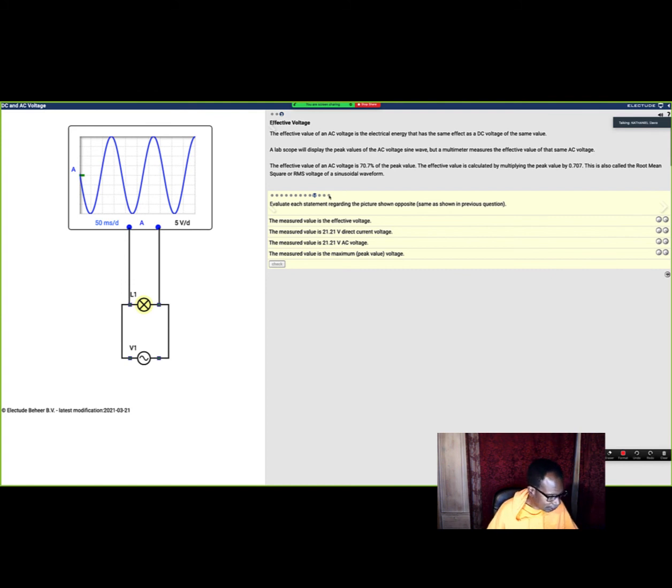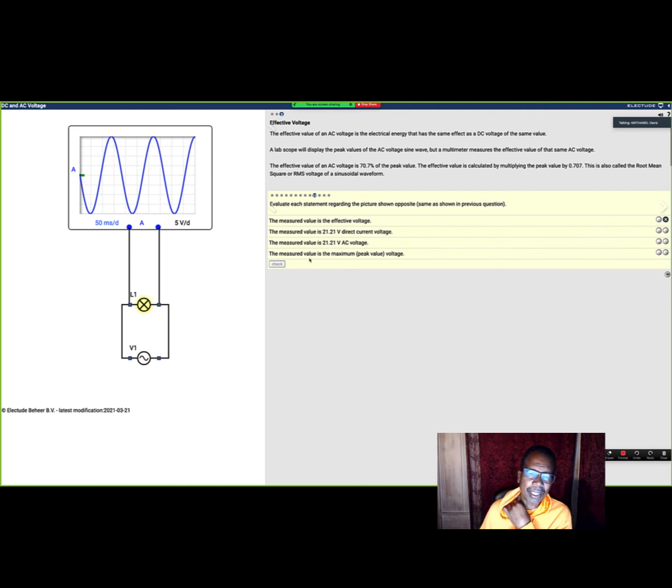Number 10. It says here, the measured value is the effective voltage. True or false? False, because it's on top. It says the effective value of an AC voltage is 70.7 percent of the peak value.